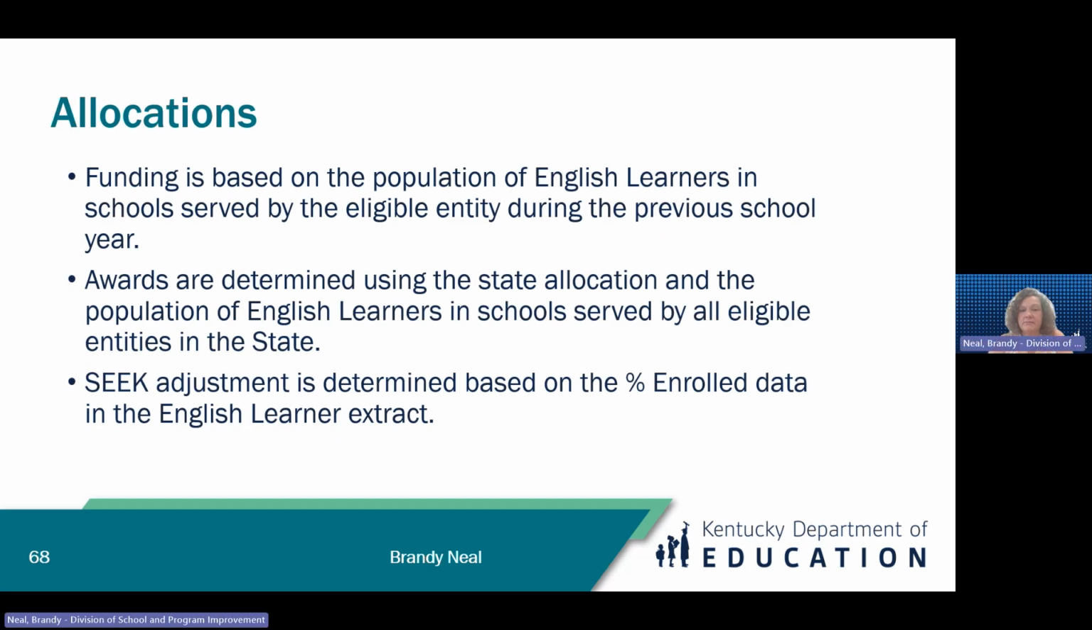Allocations. Funding is based on the population of English learners in schools served by the eligible entity during the previous school year. Awards are determined using the state allocation and the population of all ELs in Kentucky schools that are eligible entities. SEEK adjustments is determined based on the percentage enrolled data in the EL extract.